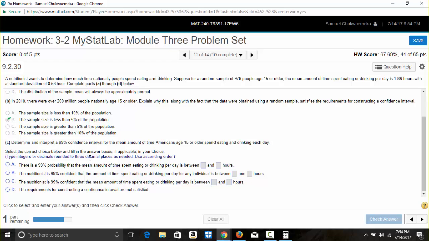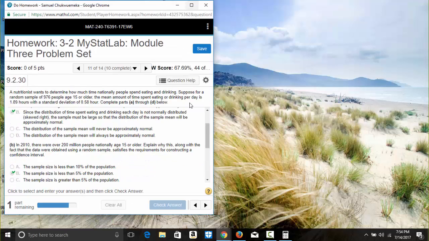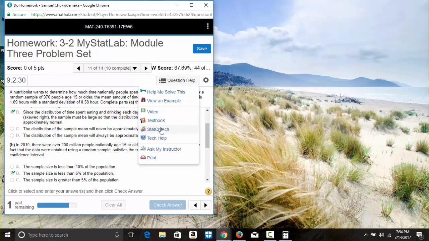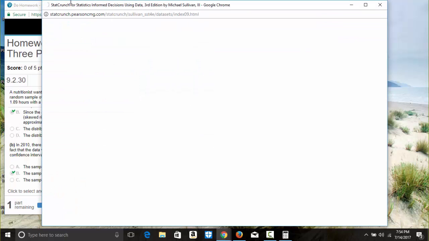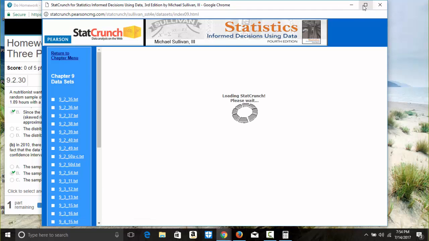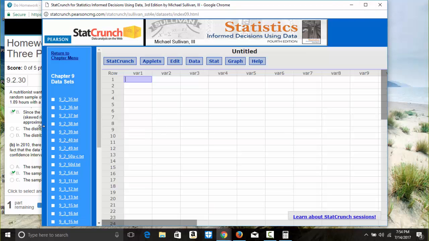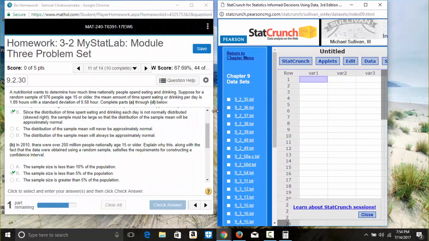Then C: determine and interpret a 99% confidence interval for the mean amount of time Americans age 15 or older spend eating and drinking each day. So let's do this with StatCrunch. I'm going to open up StatCrunch, restore this, and try to adjust this.